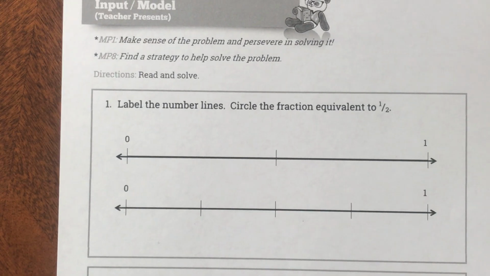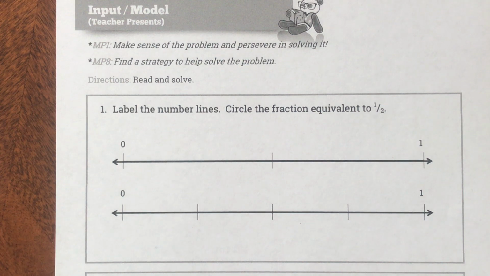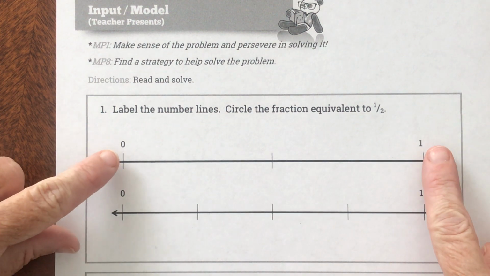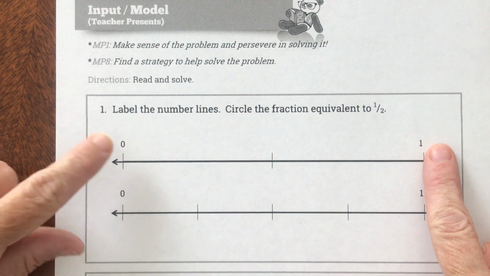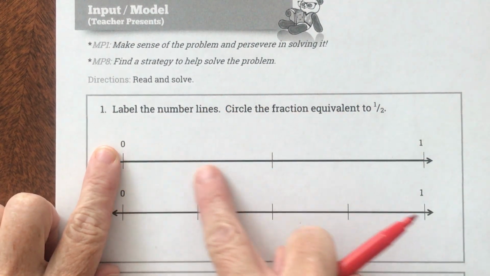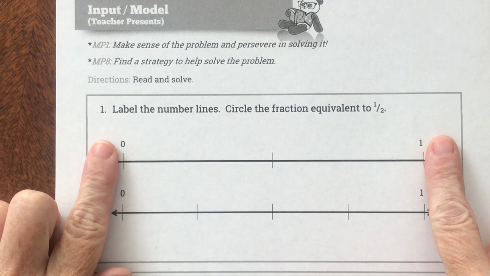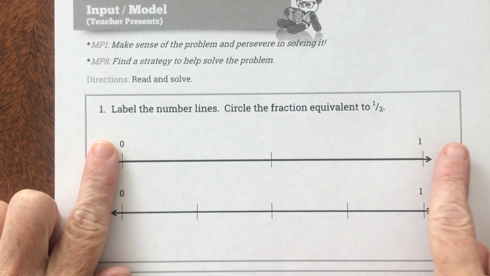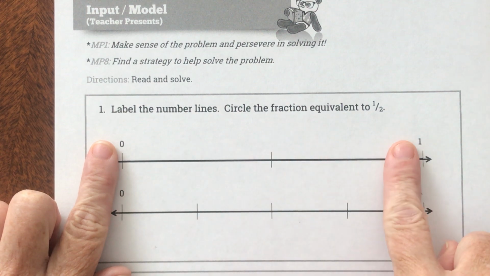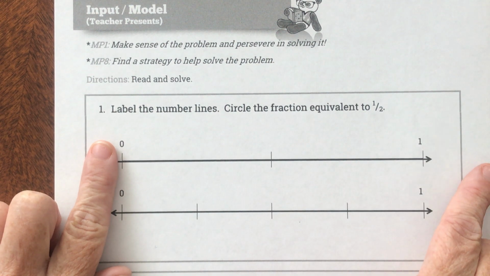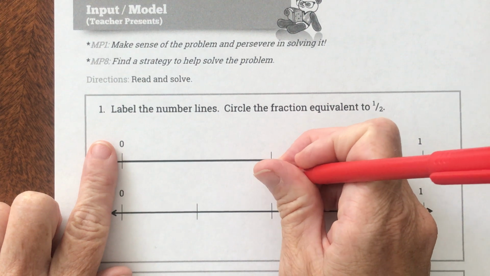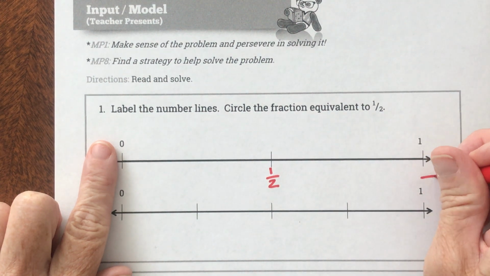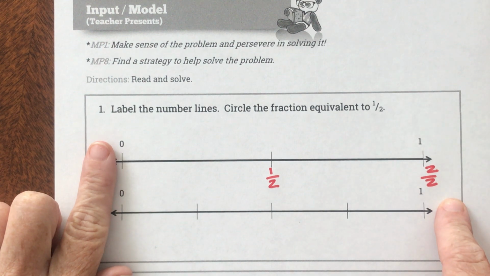Here is my first problem, and it says, label the number lines, circle the fraction equivalent to 1/2. Okay, so if I look at my first number line, first I want to see that they go from 0 to 1. So remember, when we do number lines, it's always only one whole number we're looking at. So 0 to 1 is one whole number, and they have cut this one number into 2 pieces, which means my denominator is going to be 2. So this is 1 over 2, and then 1 is equivalent to 2 over 2.